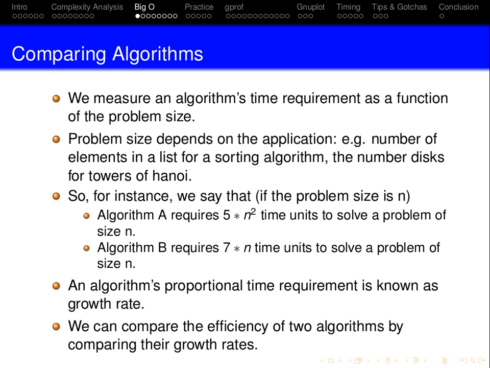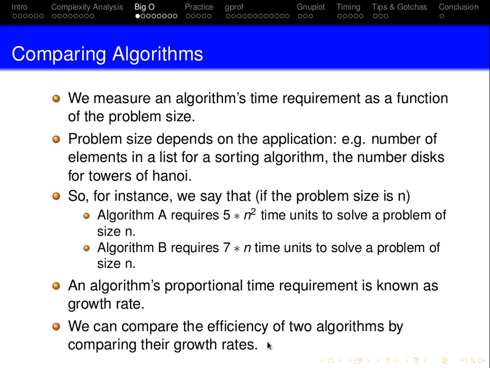So problem size may depend on application, such as the number of elements in the list for sorting, or maybe the number of disks in the Tower of Hanoi problem. So if we say the problem size is N, algorithm A requires 5 times N squared time units to solve a problem of size n. Algorithm B requires 7 times n time to solve a problem of size n. Which one's better? Depends on your input. But if we were just coding it for general use, which one would we choose? B, right, yeah. So it depends on the size, but in general, as n becomes big, B is always going to become more important.